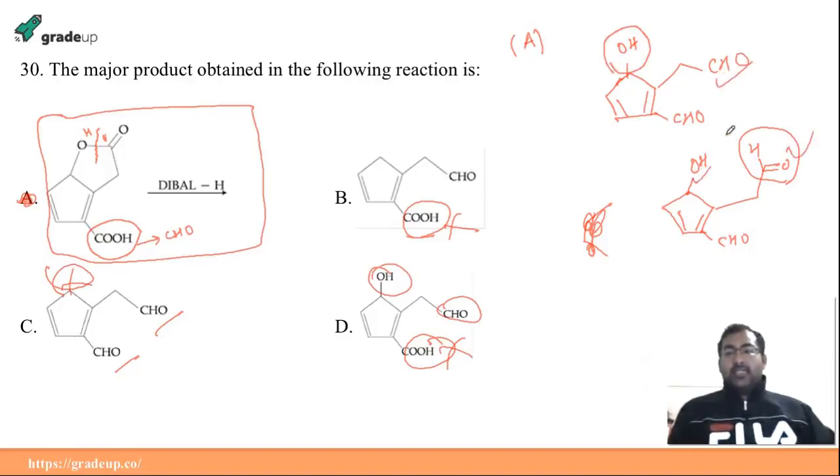You have CHO, that is correct. You have CHO here, that is correct. So you get the point. DIBAL-H, what does it do? It reduces your esters, it reduces the acids, and it does the partial reduction, so it doesn't reduce the aldehydes. So in the 30th question, the A option is correct.